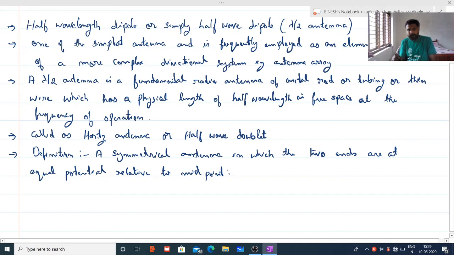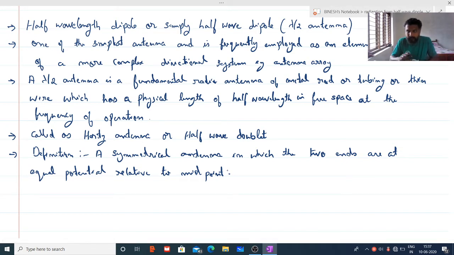That is, in deriving the asymptotic current distribution, we are taking the center point as set or 0, and from that the upper portion as well as the lower portion, the two ends will have equal potential. That is, one is at z equal to plus h, the other is z equal to minus h. That means in general we can define the dipole antenna as a symmetrical antenna in which the two ends are at equal potential relative to the midpoint. Okay.